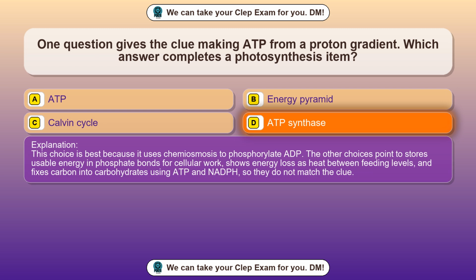This choice is best because it uses chemiosmosis to phosphorylate ADP. The other choices point to stores usable energy in phosphate bonds for cellular work, shows energy loss as heat between feeding levels, and fixes carbon into carbohydrates using ADP and NADH, so they do not match the clue.